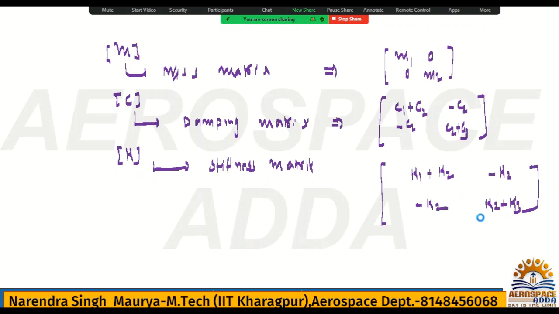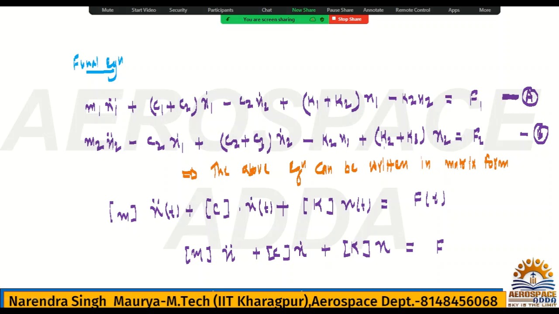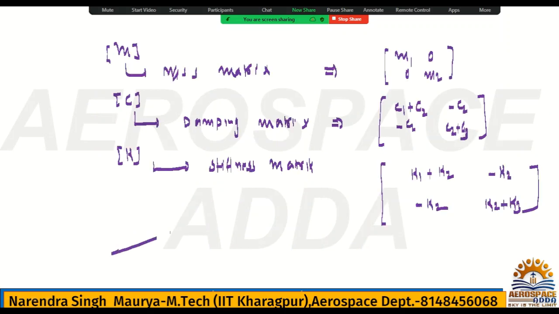How will you write this matrix? It is from equations 1 and 2, A and B. Whatever matrix you have written using equations 1 and 2, you will be able to write this matrix. Now this part is done. Now we will talk about the calculation, how to go for the calculation.